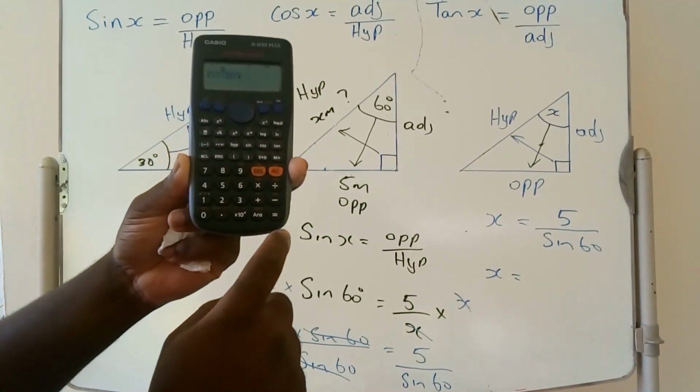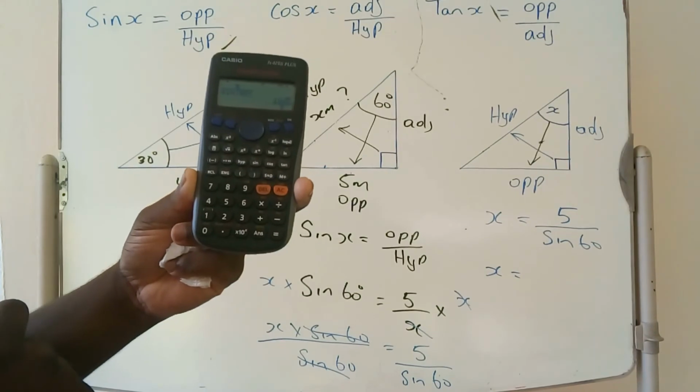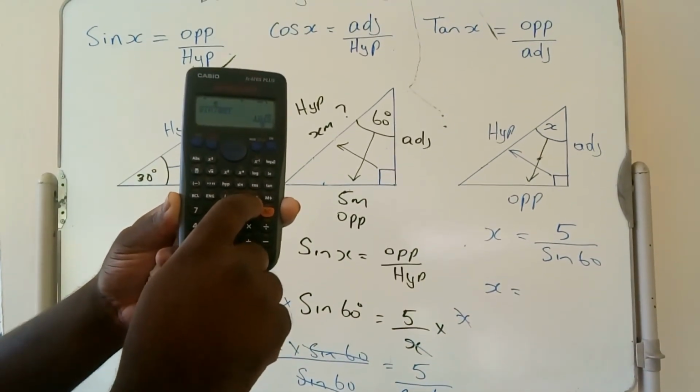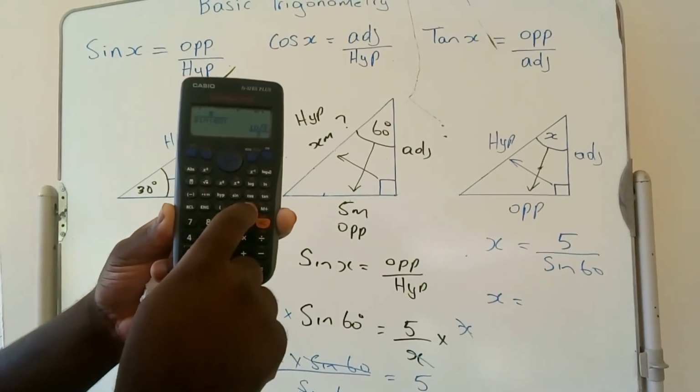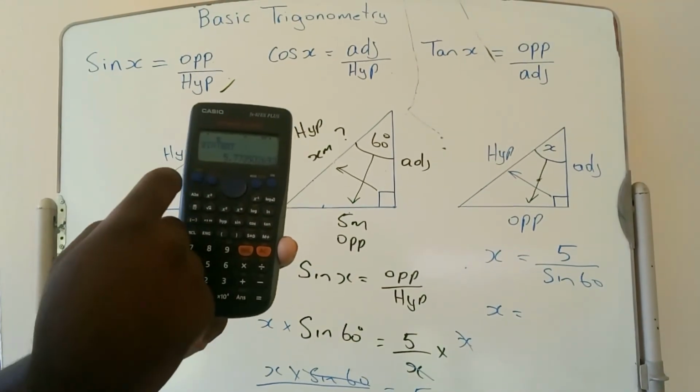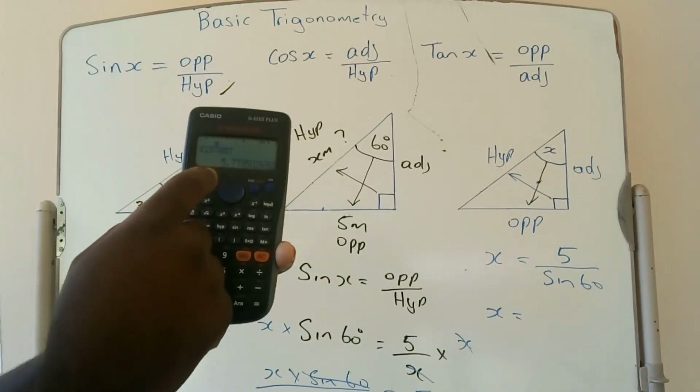All you need to do is to press equal. It will give you the fraction form. You press this button here, which is SD, and you get the decimal form. When you press it, your answer is approximately 5.77.